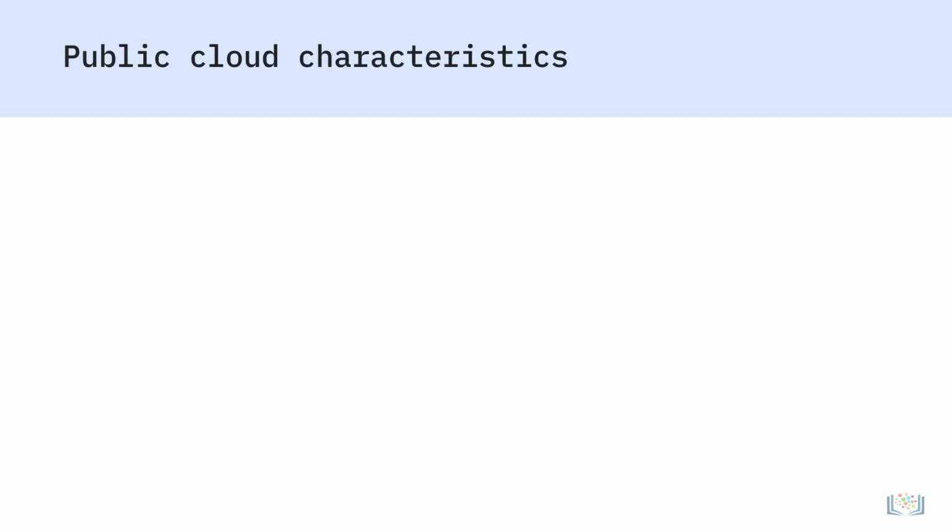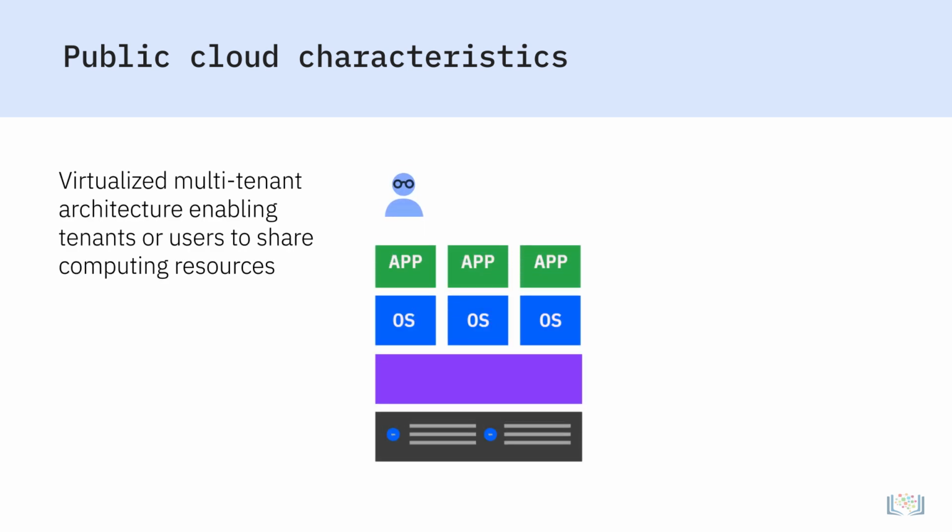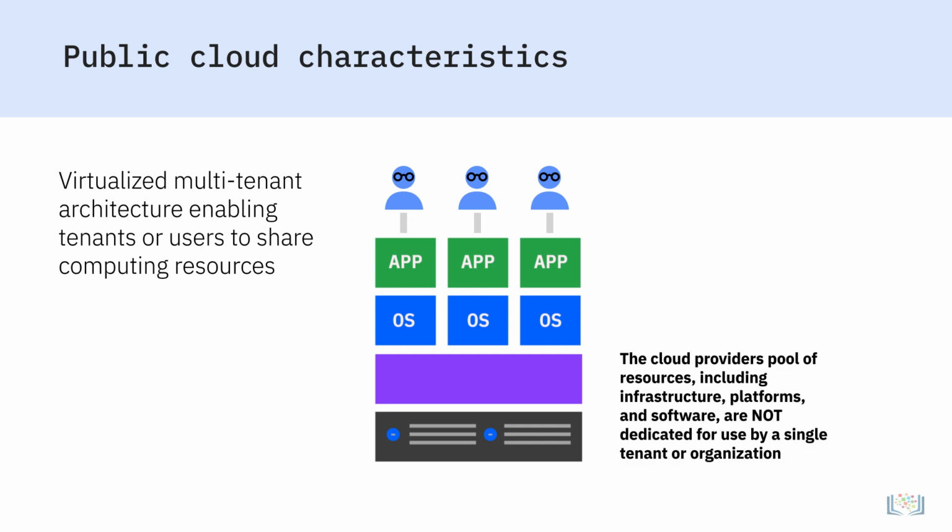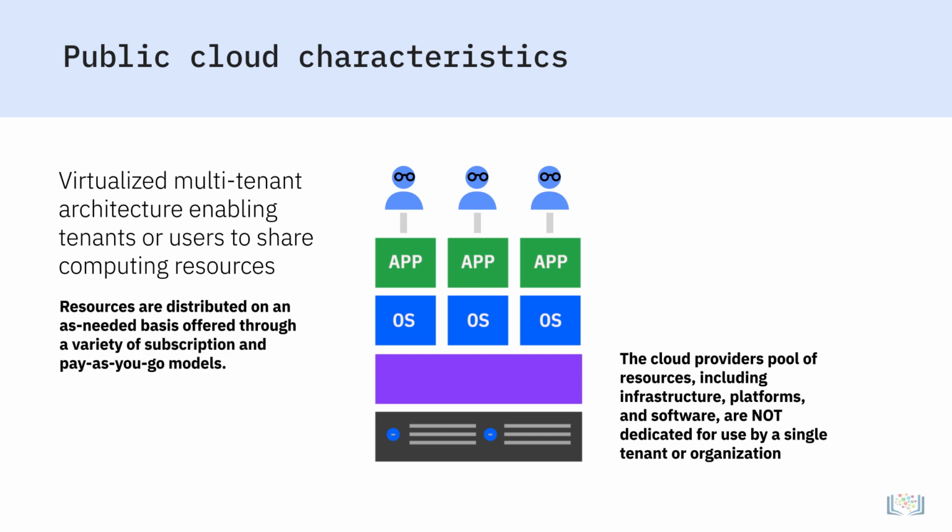Let's talk about some of the characteristics of a public cloud. A public cloud is a virtualized multi-tenant architecture enabling tenants or users to share computing resources, residing outside their firewalls. The cloud provider's pool of resources, including infrastructure, platforms, and software, are not dedicated for use by a single tenant or organization. Resources are distributed on an as-needed basis, offered through a variety of subscription and pay-as-you-go models.